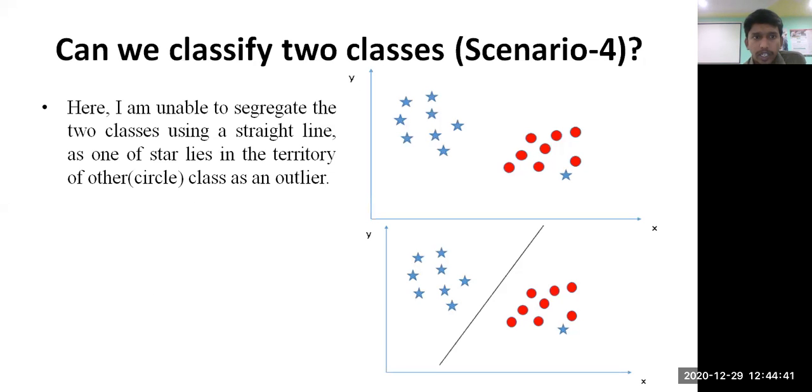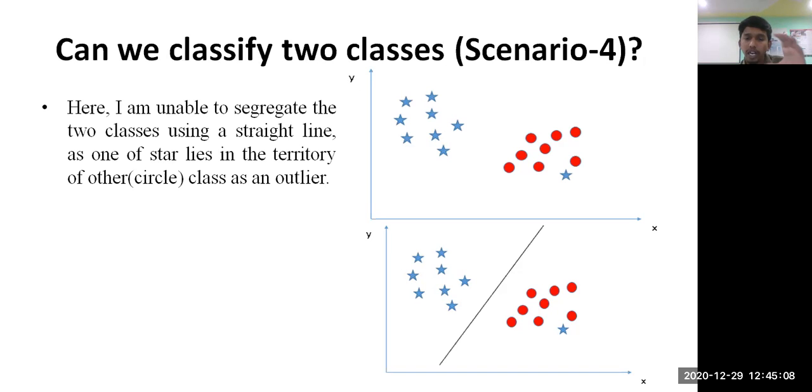Okay, so here I am unable to segregate the two classes using a straight line, as one of the stars lies in the territory of the other, that is in the circles. So now this point, which is in the other territory of circles, is called an outlier. Outlier is one important concept of data mining and machine learning. An outlier is a point which is deviating from the actual path.